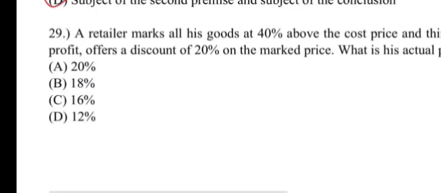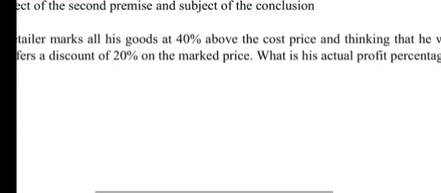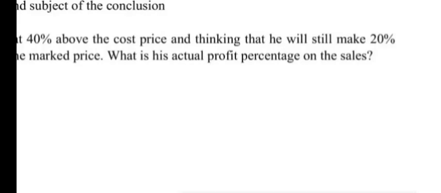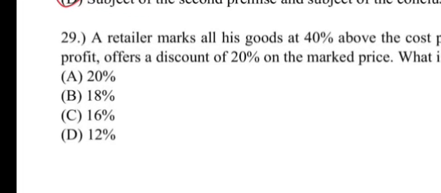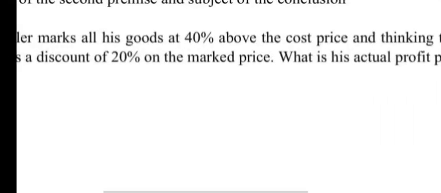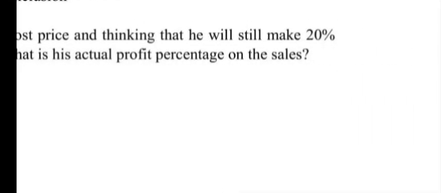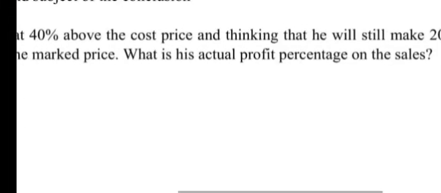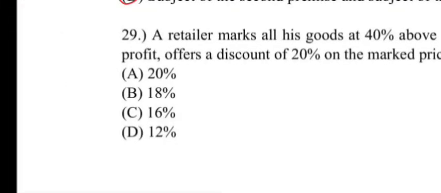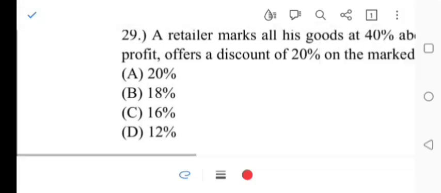29 says a retailer marks all his goods at 40% above the cost price and thinking that he will still make 20% profit offers a discount of 20% on the marked price. What is his actual profit percentage on the sale, right? On the sales, 20%, 80%, 16%, 12%. 29 correct option will be 12%.